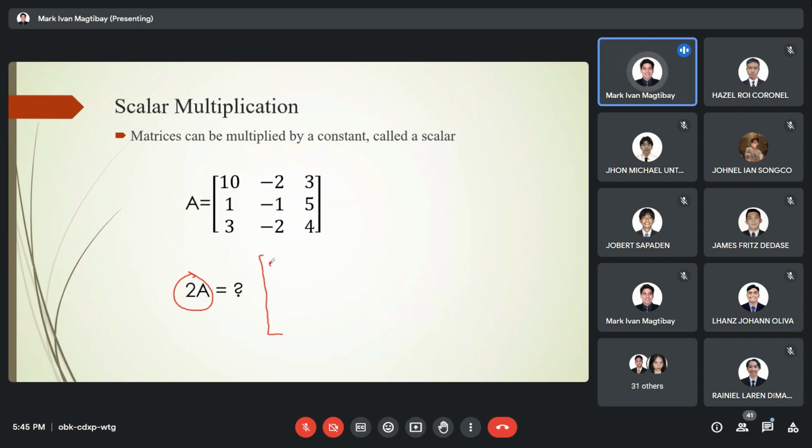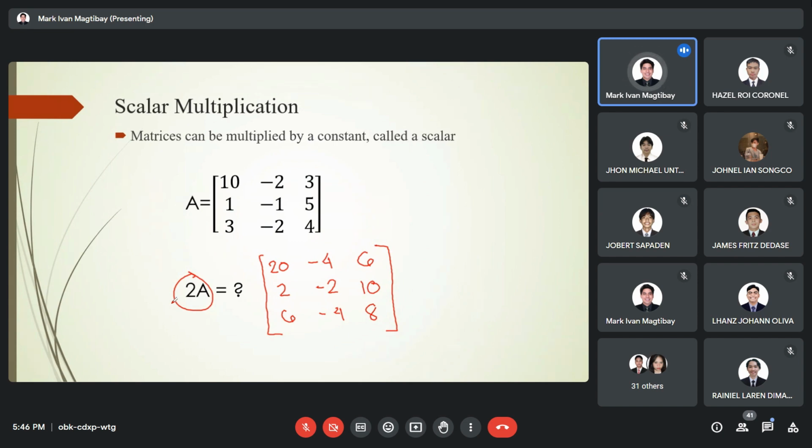So 2 times 10 is 20. 2 times 1 is 2. 2 times 3 is 6. 2 times negative 2 is negative 4. 2 times negative 1 is negative 2. 2 times negative 2 is negative 4. 2 times 3 is 6. 2 times 5 is 10. And 2 times 4 is 8 po natin. Okay? So, yan na po agad ang final answer natin. Okay? So, ganun lang po ang scalar matrix.